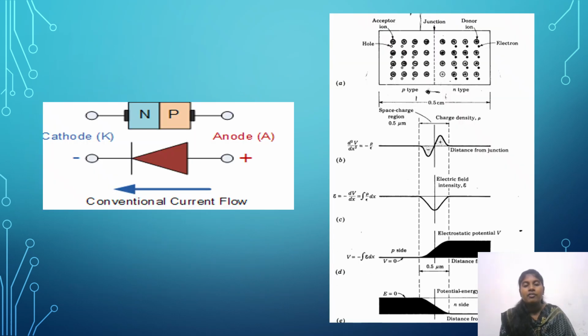This is the figure of the PN junction diode. Here we have the n-type material and the p-type material. This is the symbol of the diode. It has a positive terminal and a negative terminal. The negative terminal is called the cathode, K, and the positive terminal is the anode, A. The arrow shows the conventional current flow.